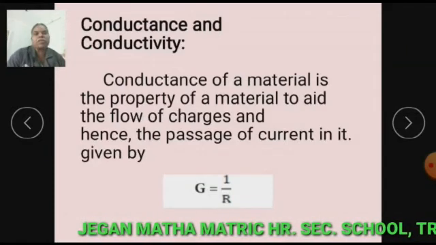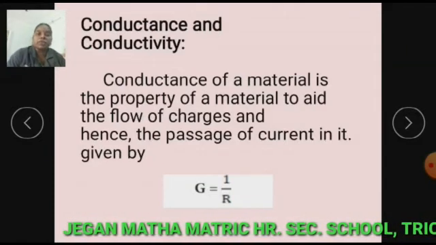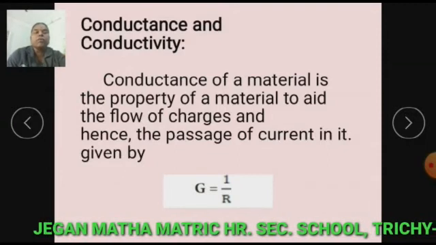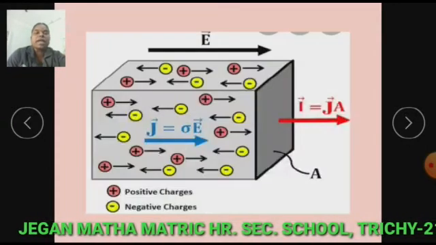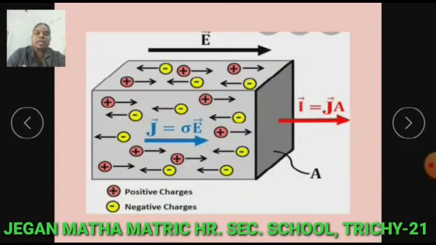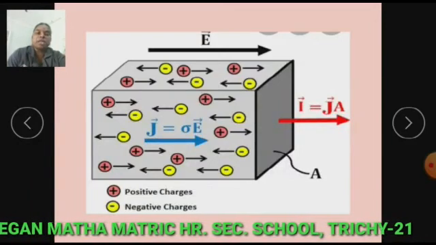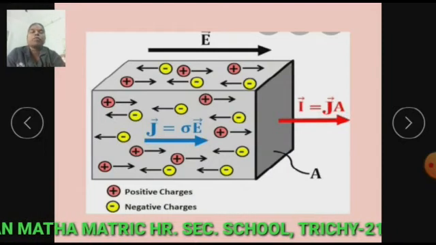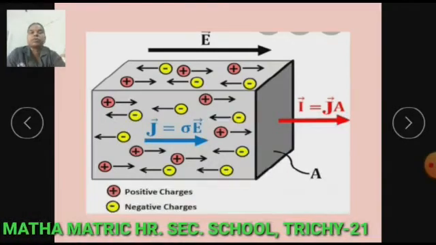Conductance and conductivity. Conductance of a material is the property of materials to aid the flow of charges and hence the passage of current in it. So, conductance G equals 1 by R. In this figure, the flow of charges is shown.